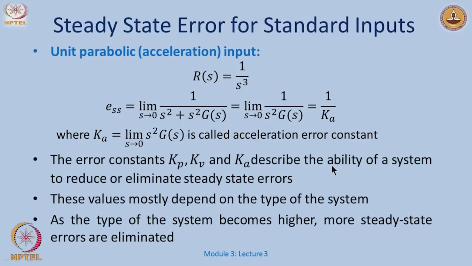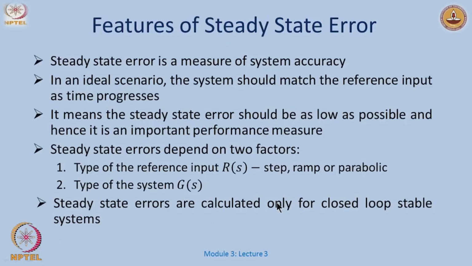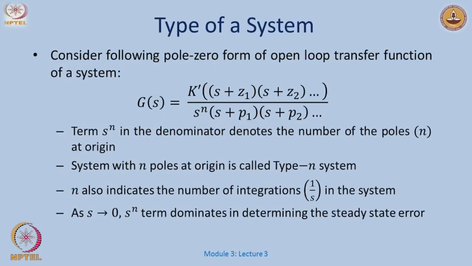So, these values depend mostly on the type of the system, and as the type becomes higher, the more the steady state errors are eliminated. Okay. We will just define this type in the next slide, right. Okay. So, I will come back to this slide a little later, but the type of a system is defined here by the number of poles at the origin. So, if I have a system in the pole-zero configuration, G of s could typically be some gain with a set of zeros, with a set of poles, and additionally some set of poles at the origin.